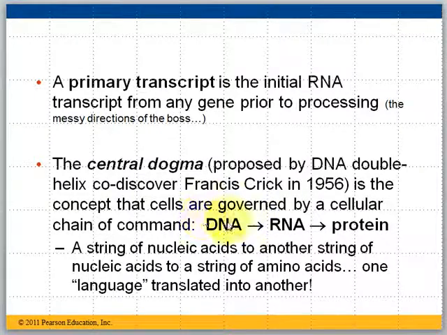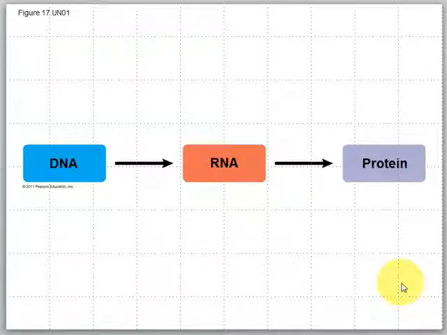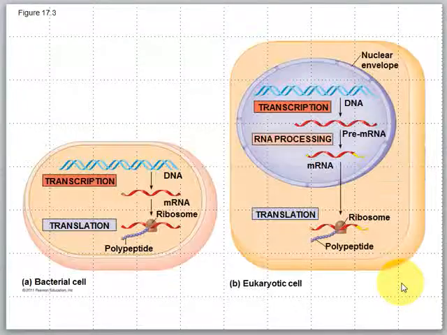We have a string of nucleic acids, which is used to create another string of nucleic acids, which is then used to create a string of amino acids. So we kind of have one language being translated into a different kind of chemical language, DNA to RNA to protein. There you go. If you didn't get it into your mind enough, there's a picture. DNA to RNA to protein. That's the central dogma, which you often hear in biology class.